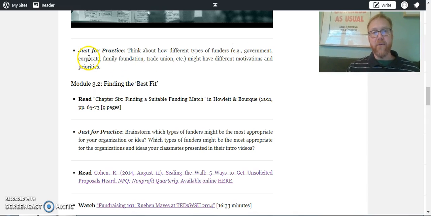Same thing here for corporate or family foundations. They're often going to have a specific targeted interest that they're willing to fund. And it usually has something to do with what the corporation or the foundation's family members are already involved in. So finding out what their motivations and priorities are will be huge.